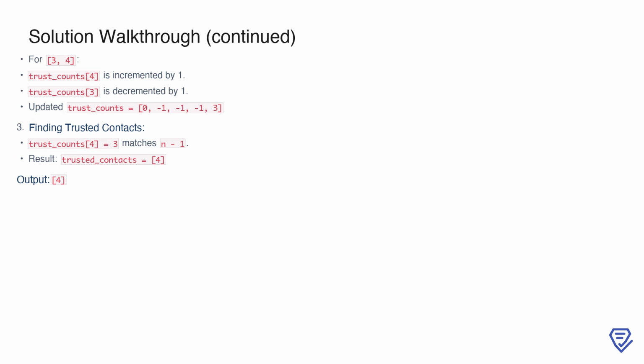Now we look for a person with a trust count of n-1, which is 3 in this case. Checking the array, we find that trust_counts[4] is 3, meaning person 4 is trusted by everyone else. Therefore, person 4 is the trusted contact. The output for this example is 4. This concludes the solution walkthrough, illustrating how we can efficiently determine the trusted contact using the trust_counts array.